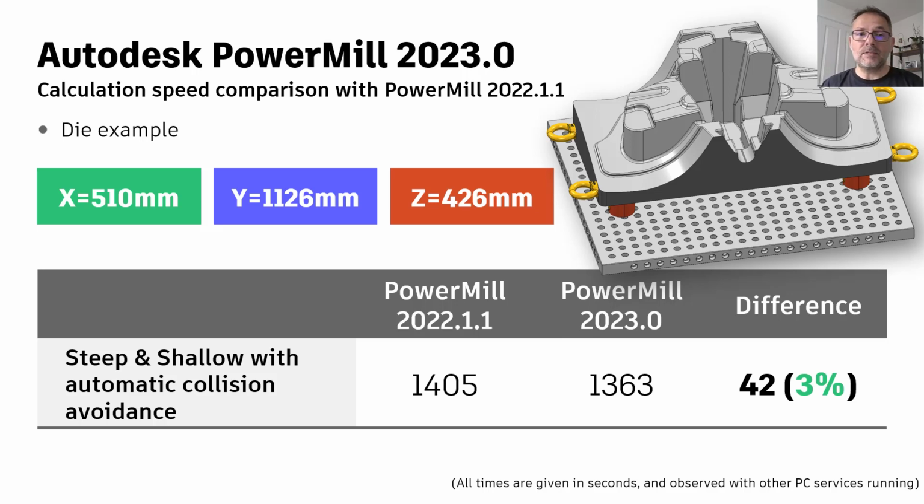Now, in this case, we're using steep and shallow machining to machine this entire part. It's a die. You can see the size of it in those coloured boxes there. And we've reduced the calculation time here from 1400 seconds down to 1360 seconds. That's actually a relatively small saving of 42 seconds, but it is still a speed up.